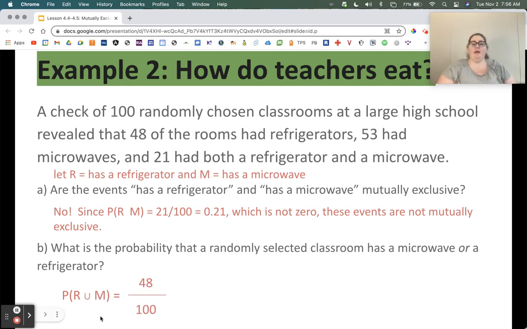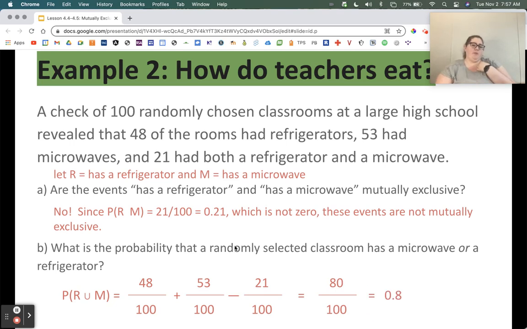If you think about our formula, probability of refrigerator was 48 out of 100, plus probability of microwave is 53 out of 100, but I can't just stop there because if I add those two things together, I get 101, which is clearly more than 100, so that's not possible. We're counting the rooms who had both things twice, and we can't do that, so we need to subtract the intersection so that they're not counted twice. So minus 21 out of 100 gives me 80 out of 100, which is 0.8. So 80% or 0.8 of the classrooms have either a microwave or refrigerator or both.